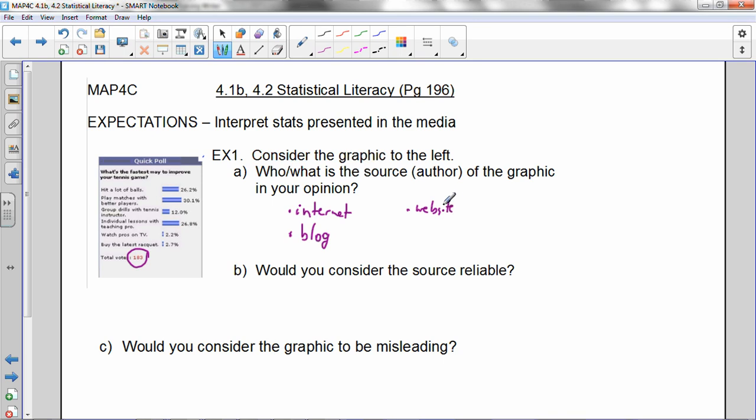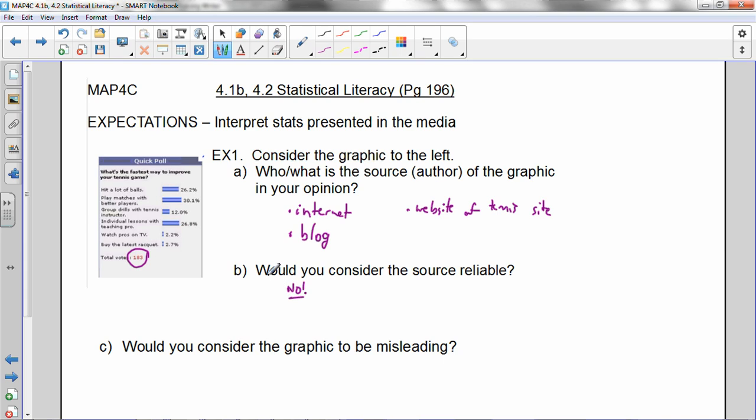I wouldn't say this is necessarily from something like Sports Illustrated, you'd think they'd get a lot more respondents to their poll. Would you consider the source reliable? Well, probably not, right? If it's just a guy and his website, it's probably not a very reliable source to know what's the fastest way to improve your tennis game. And these are just people's opinions, whoever decided to click, right?